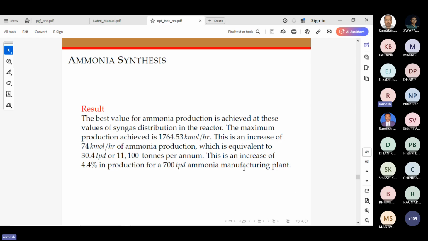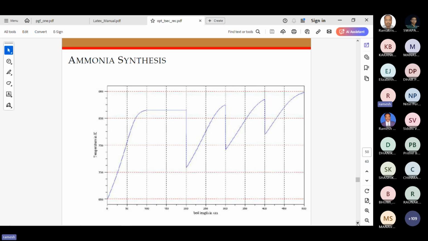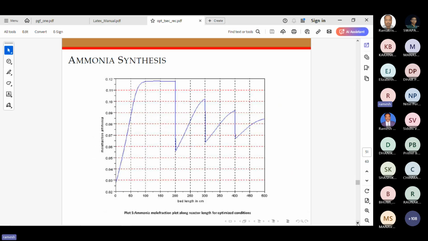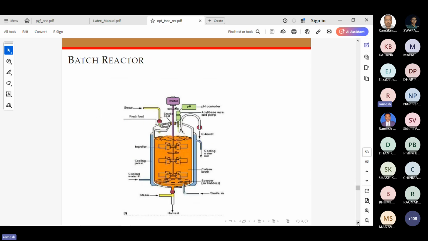The maximum production achieved is 1764.53 kilomole per hour. This comes out to an increase of 4.4% in production for a 700 tons per day ammonia plant. So this is what we achieved by using genetic algorithms. These are the optimized flow rates. This is the temperature profile, and this is the mole fraction. Okay, so this is a comparison. That is one large scale problem that we have tackled using GA.